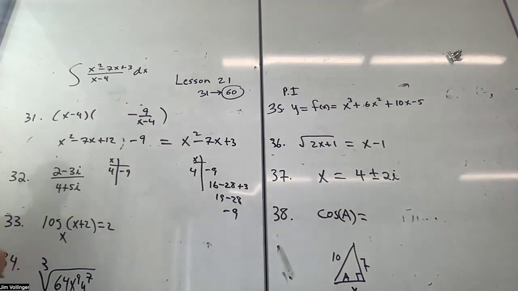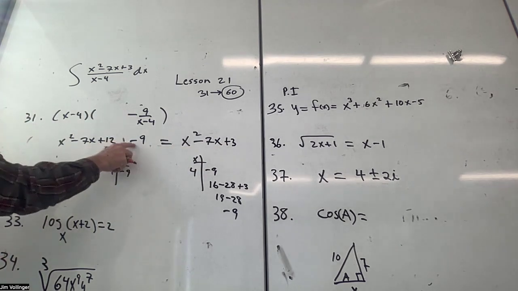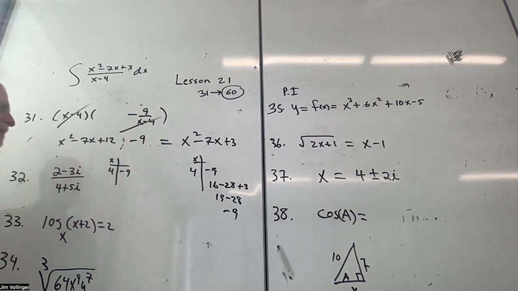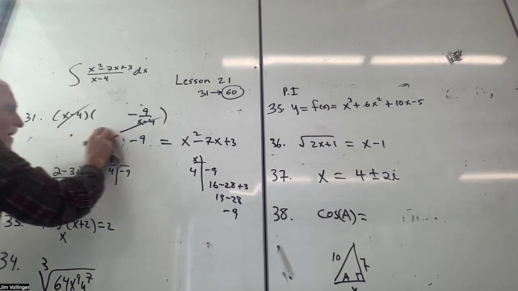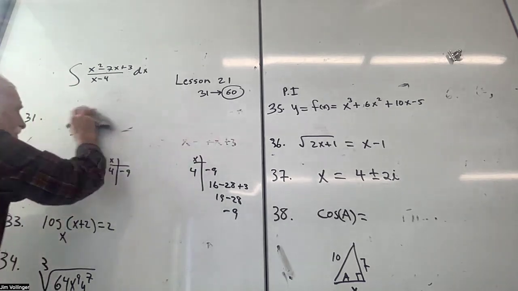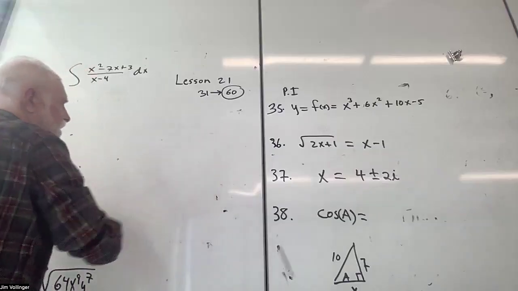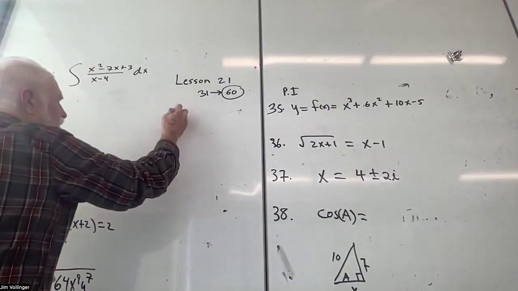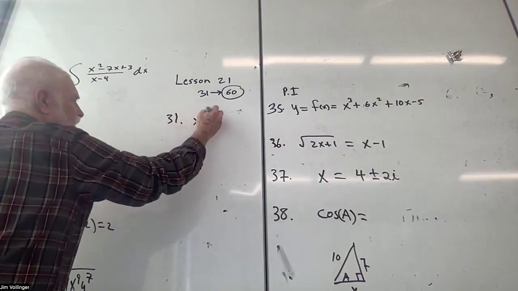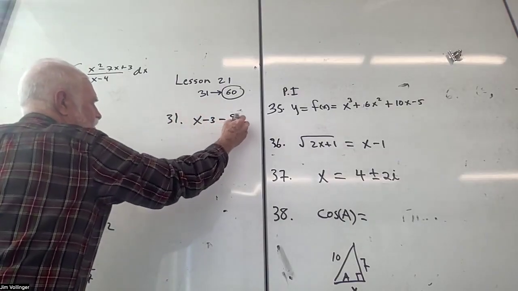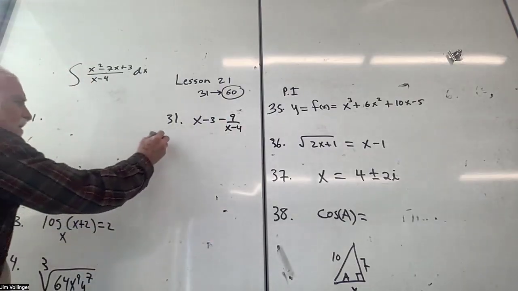But maybe if I do this, you can see why I can write minus 9 here, because x minus 4 cancels, and that gets us the x minus 9. All right, so that one's done. So number 31, x minus 3 minus 9 over x minus 4, I believe is what I said before.